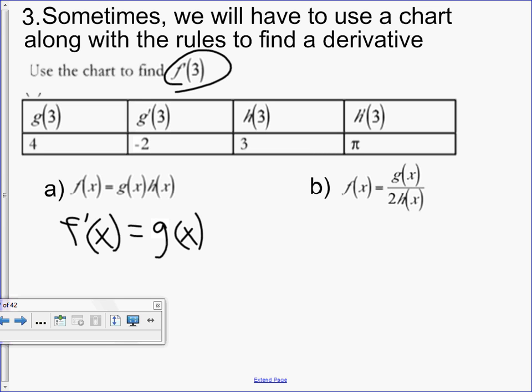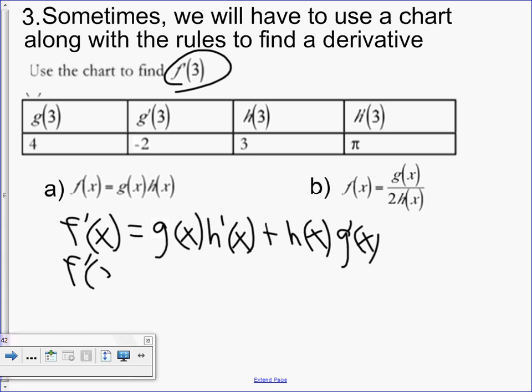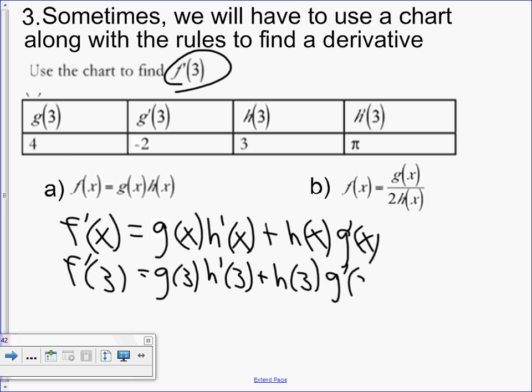Okay, so first, derivative of the second. If I call the second h of x, what should I call its derivative? h prime of x. Then what? Plus h of x times g prime of x. So you figure out the rule for f prime of x, and then to get f prime of 3, just plug the 3 into your general rule. So it'd be g of 3 times h prime of 3 plus h of 3 times g prime of 3.